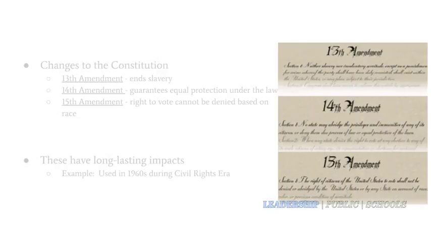The changes to the Constitution include three amendments, the 13th Amendment, the 14th Amendment, and the 15th Amendment. The 13th Amendment ended slavery. The 14th Amendment guarantees equal protection under the law. The 15th Amendment guarantees that the right to vote cannot be denied based on race.